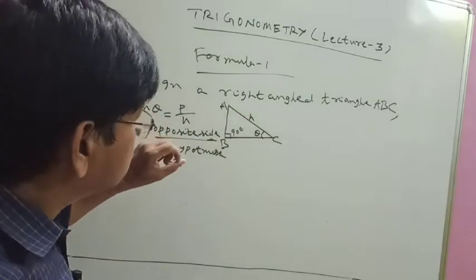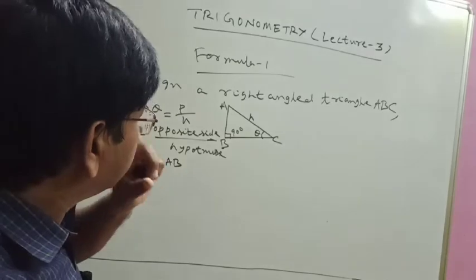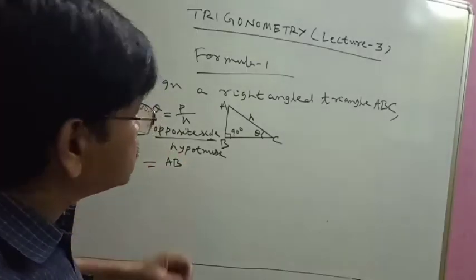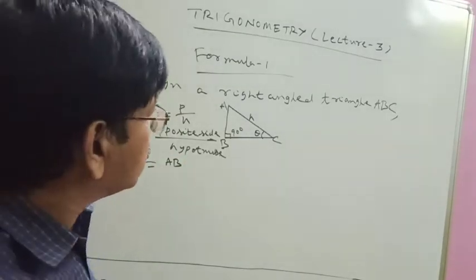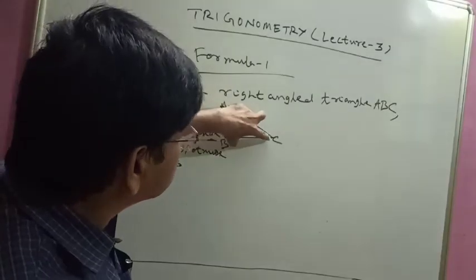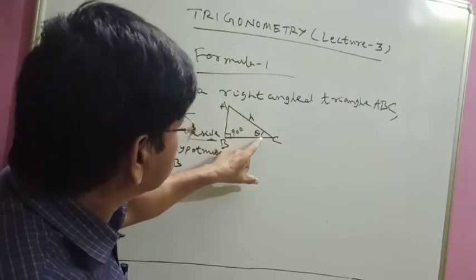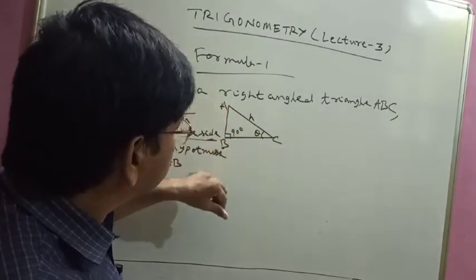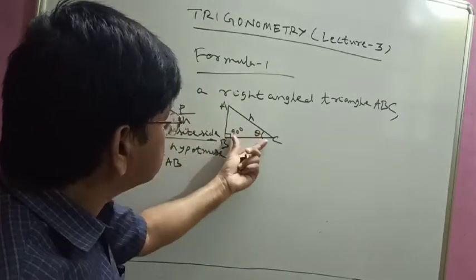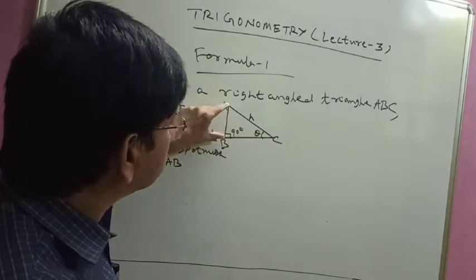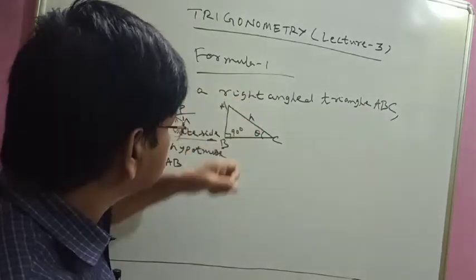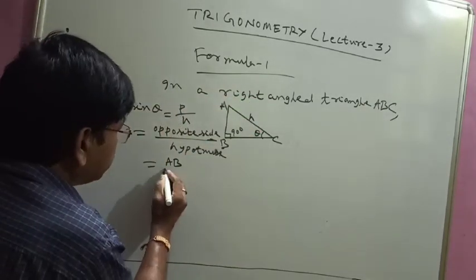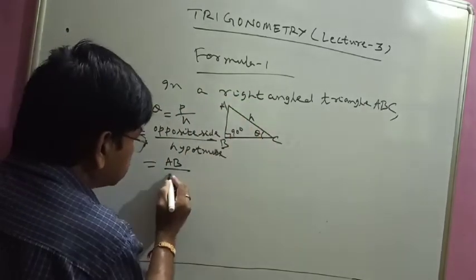So it is always fixed. But the adjacent side and opposite side vary according to the angle. If you take this angle, this is your opposite side. If you take this angle, this will be your opposite side. Okay. Similarly, for this angle, adjacent side is this BC. For this angle A, the adjacent side is AB. But hypotenuse is always fixed. Okay. So this will be AB divided by hypotenuse AC.